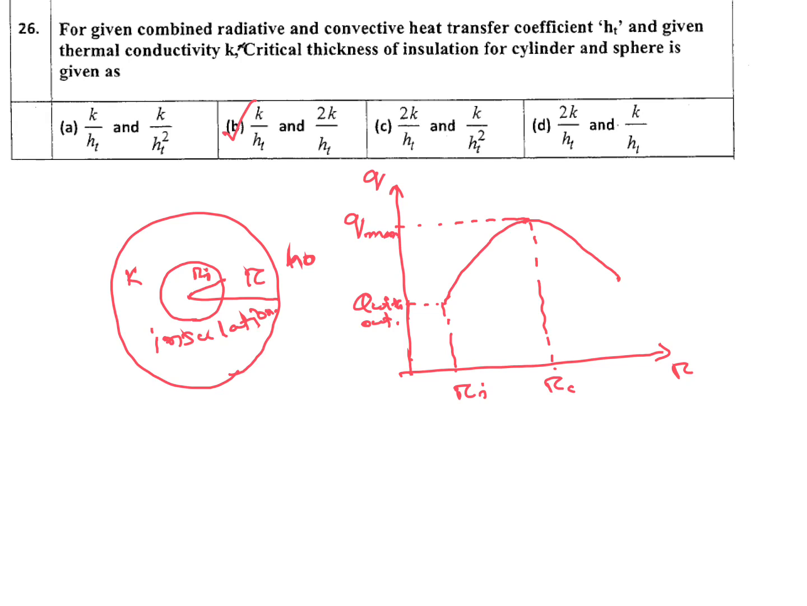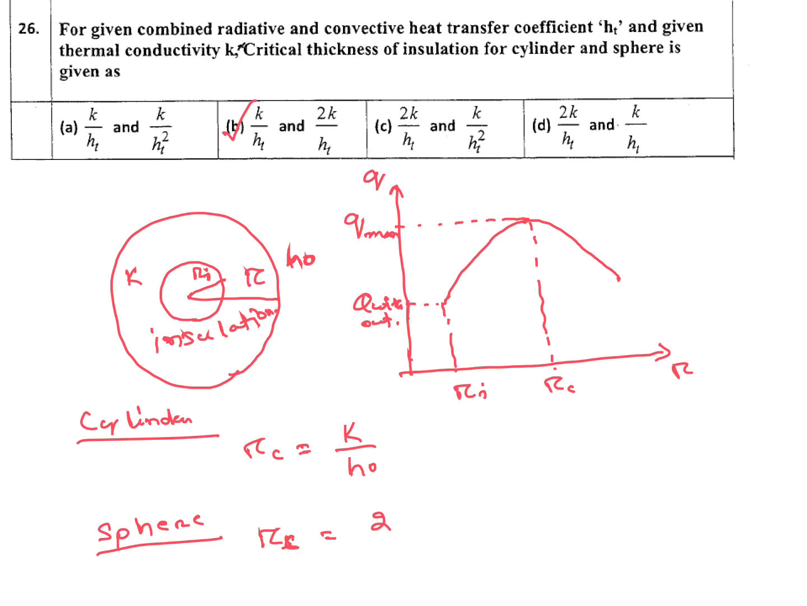And for cylinder and sphere, for cylinder, RC is K by HO, and for sphere, RC is 2K by HO. Both are important. HO is the outside convective heat transfer coefficient. K is the insulation thermal conductivity.